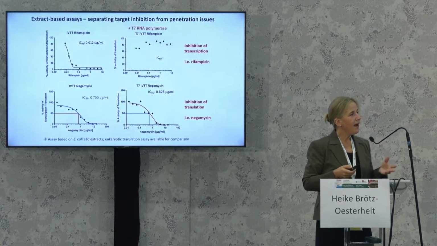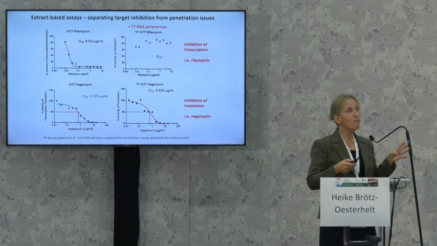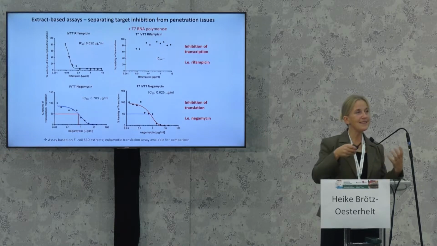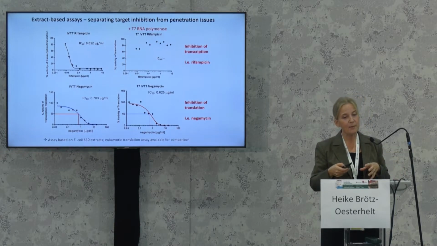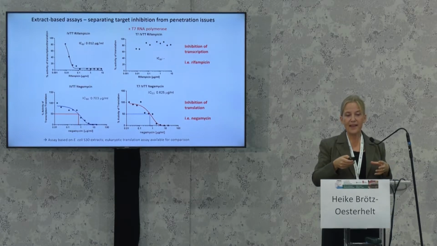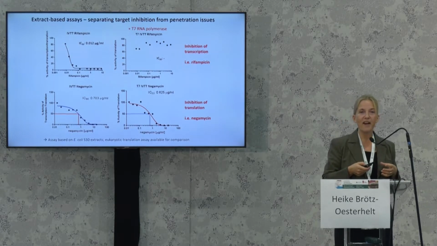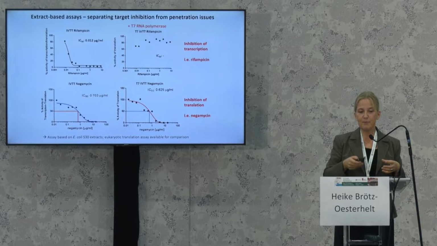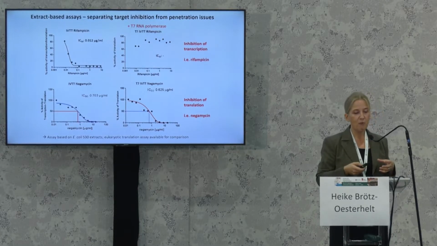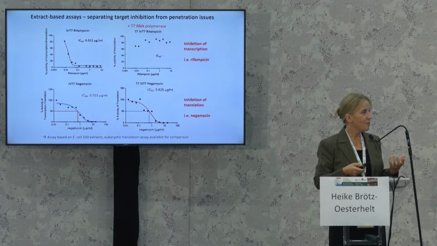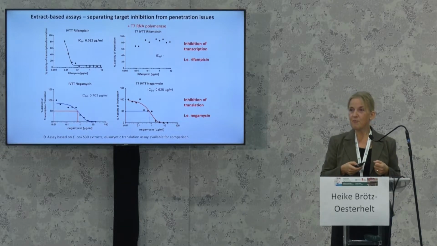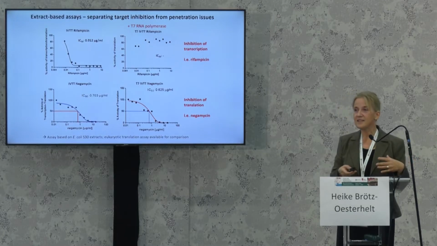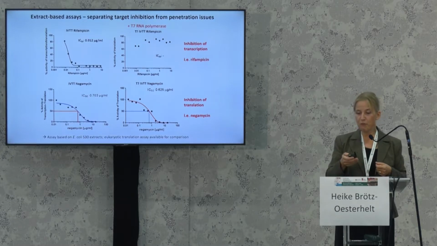You can also do extract assays. Then you take off the barrier, and what you see here is a system that gives you information about a translation inhibitor versus a transcription inhibitor just by tweaking the system, by adding the T7 RNA polymerase from a virus. You see that rifampicin, which is a bona fide transcription inhibitor, is no longer acting on the right, while negamycin, which is a translation inhibitor, is working in both systems. And we have extract systems for other processes too, for instance peptidoglycan synthesis, if you are interested in removing the barrier.